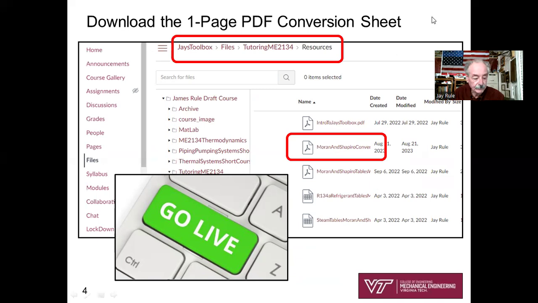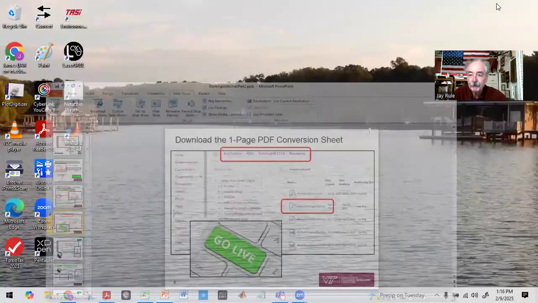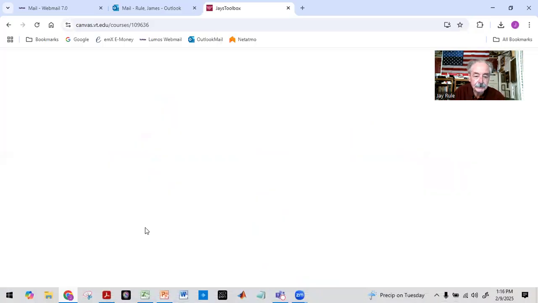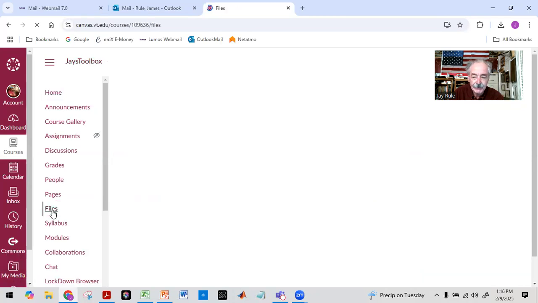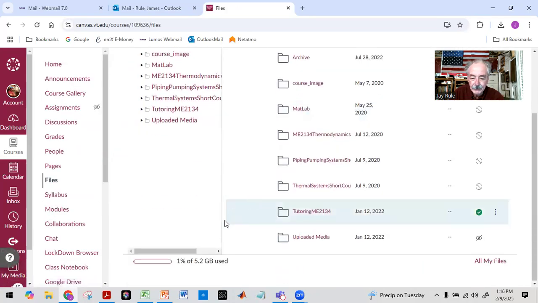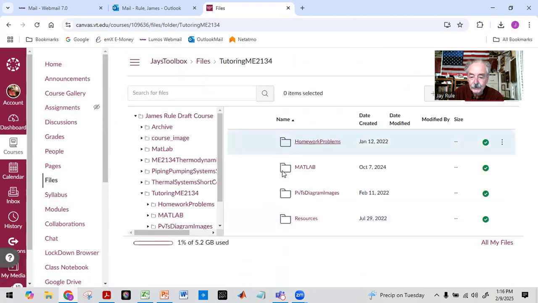I've got to get out of PowerPoint. Yes, I'm out of PowerPoint. I'm going to go to my browser. Welcome to Jay's Toolbox Canvas site. Hopefully you've signed up to join the tutoring group. Let's go to Files. We'll click on Files, and come down to Tutoring, ME2134. And then there are 4 folders in there.